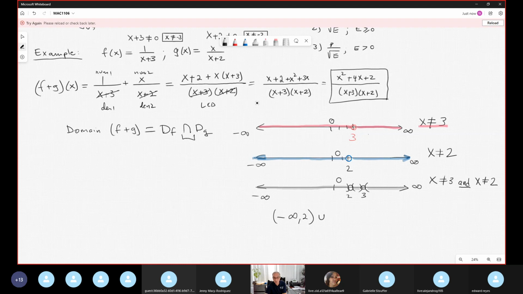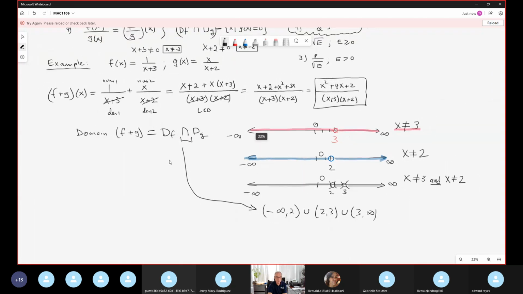In this case, union, because it's 3 pieces separately: (negative infinity, 2) union (2, 3) union (3, infinity). And this is the final answer. The shortcut to do it fast is, you understand very well that we have 2 holes. You put 2 holes and the rest is okay. Okay? Yes. Let's do a subtraction.